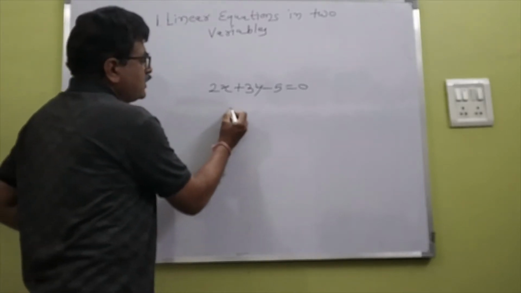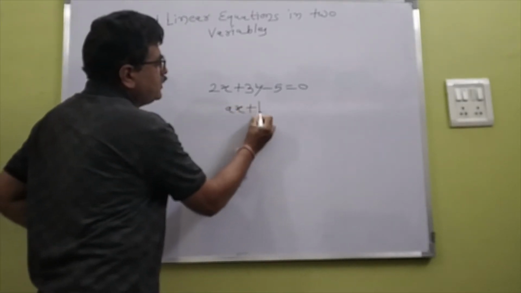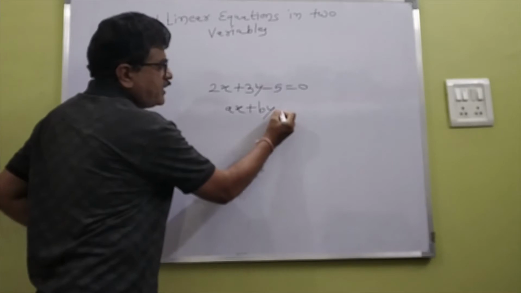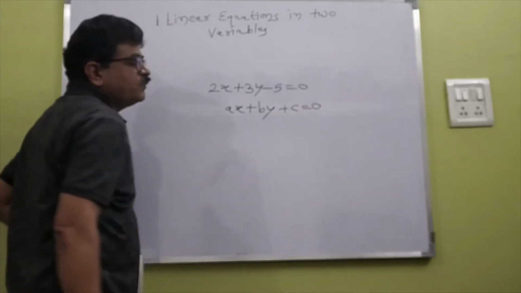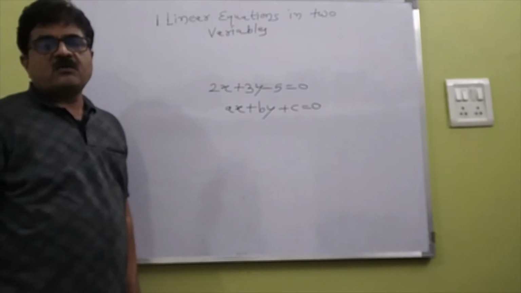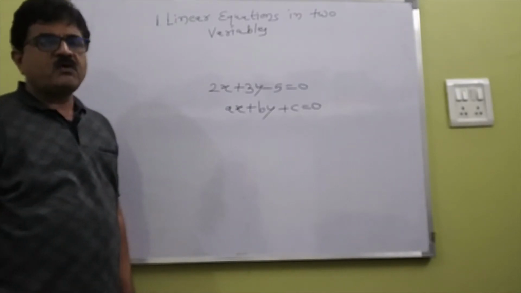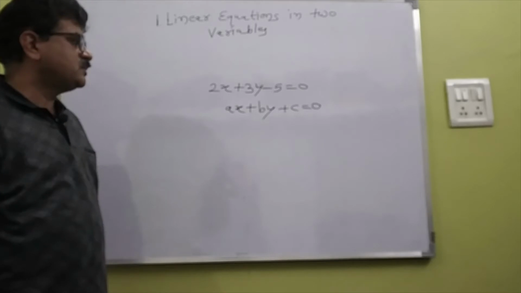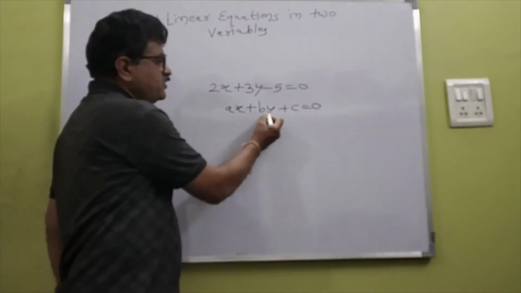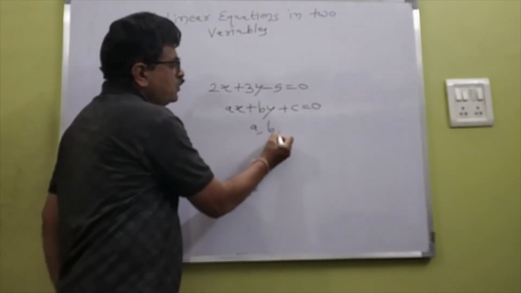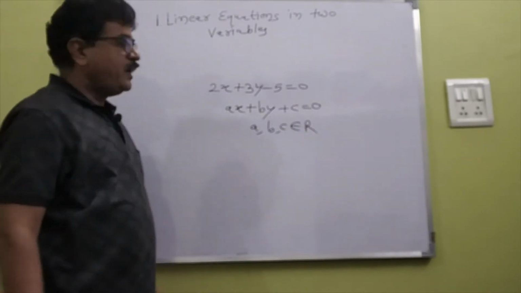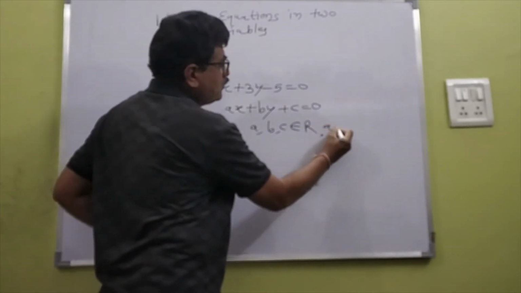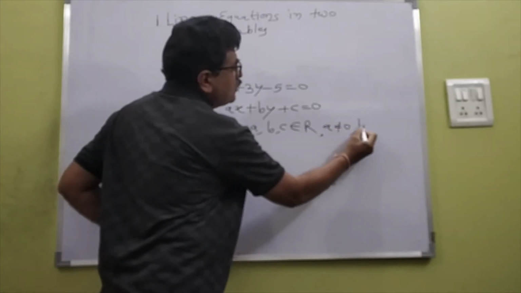Now the general form of a linear equation in two variables is ax plus by plus c is equal to 0. This is called the general form of a linear equation in two variables, where a, b, c belong to R, that is, they are real numbers, and the value of a is not equal to 0, b is not equal to 0.